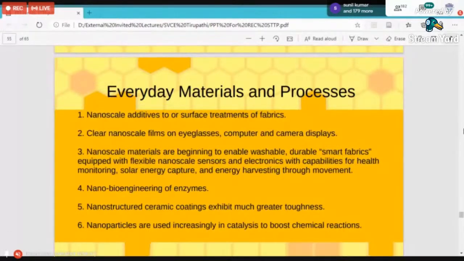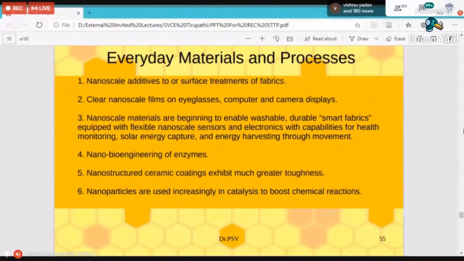Then nano bioengineering of the enzymes. Nowadays, microbiology and biotechnology are where this type of thing will be greatly used. Nanostructured ceramic coatings exhibit much greater toughness. So wherever you need toughness, there you can use nanotechnology, nanoparticle coatings.